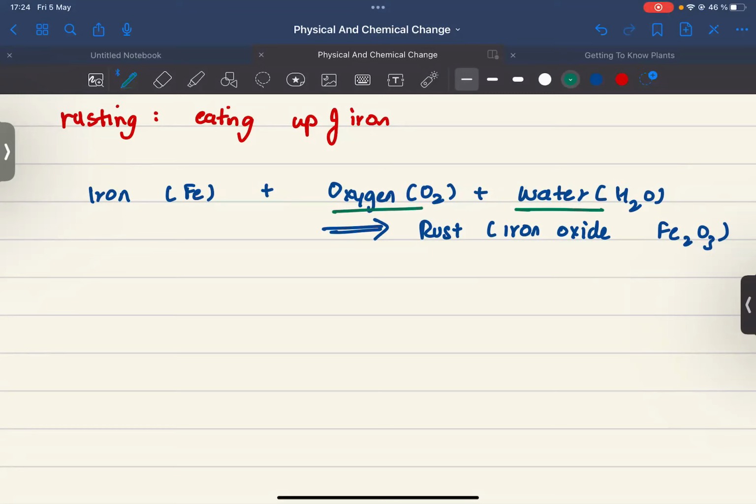In fact, if the content of moisture in the air is high, which means it is more humid, then rusting will become faster. So the more the humidity, the more the moisture, and the more the rusting. All right. So how do we prevent this rusting? We're spending so much money on iron. So how do we prevent it?